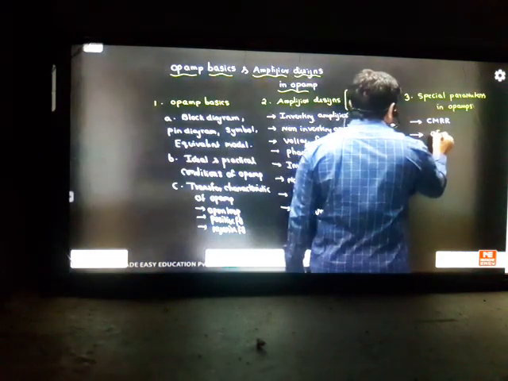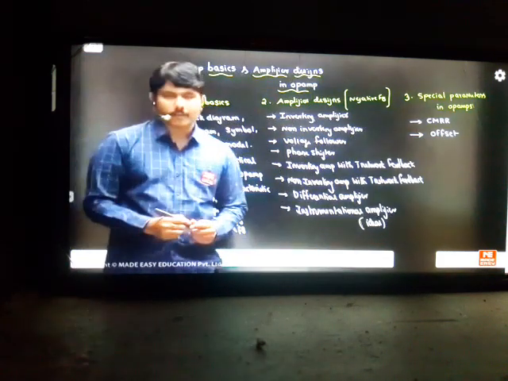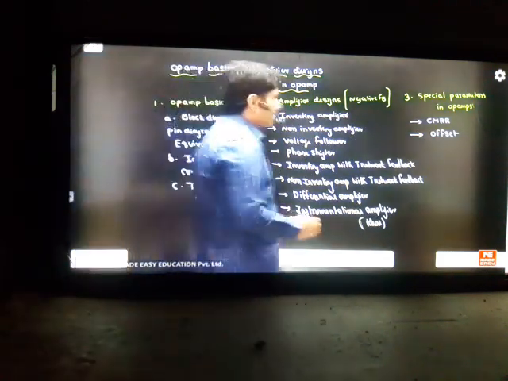Next we'll go for offset. A very typical topic. Offset, one of the typical concepts in op-amps. Offset is an important topic for GATE students. And the next two topics are remaining.